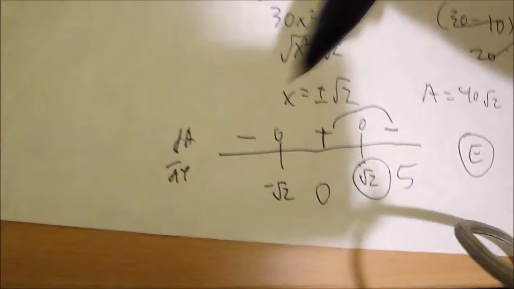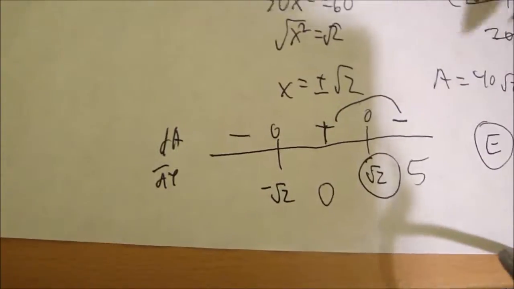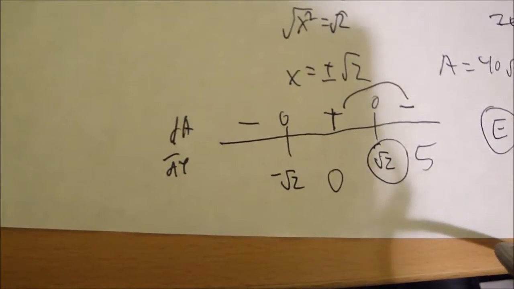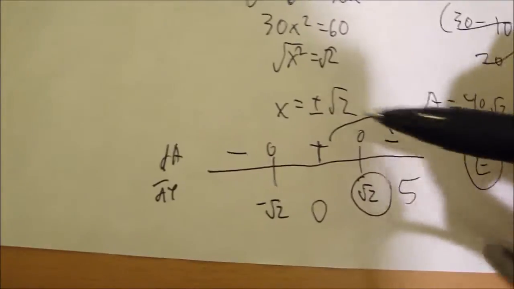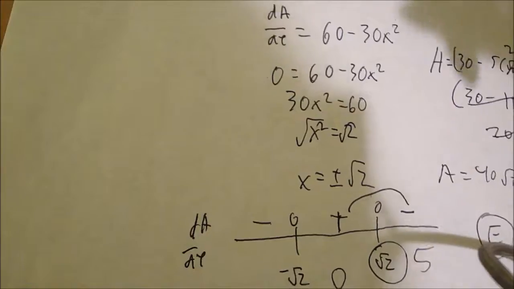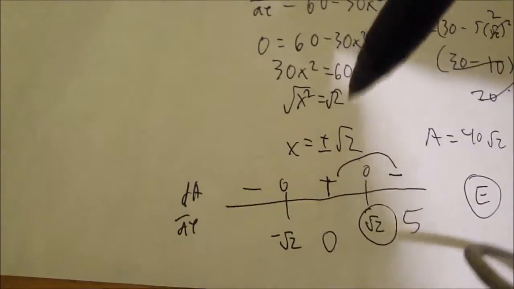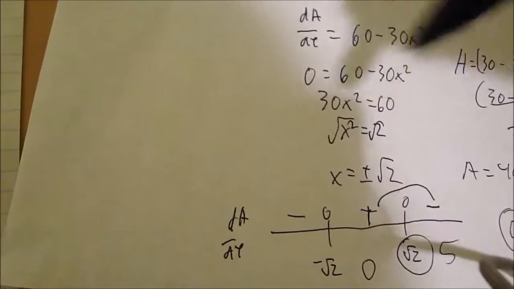Now then you have to label your number line, so dA/dx, and then your critical points are going to be negative square root of 2 and then positive square root of 2. So then you're going to have to plug in something greater than square root of 2, so I chose 5. And when you plug in 5 into dA/dx, it's going to be negative. So they put a negative over there, and then I chose a value in between negative square root of 2 and square root of 2, which is 0. When you plug that in, it equals 60, so that's positive.